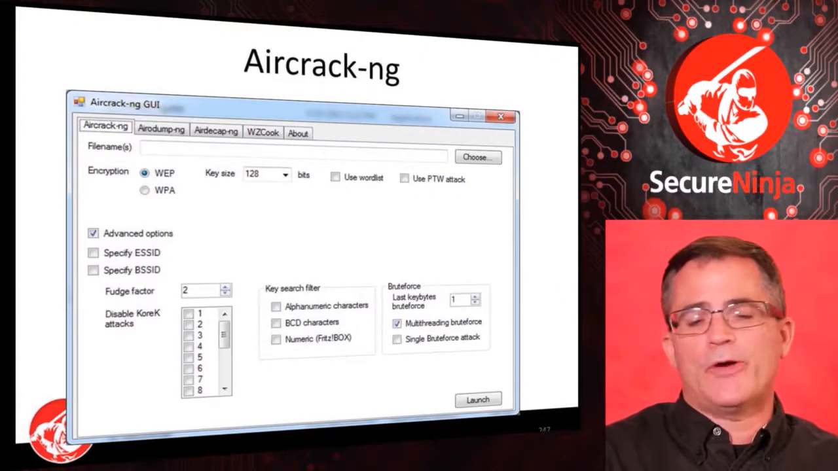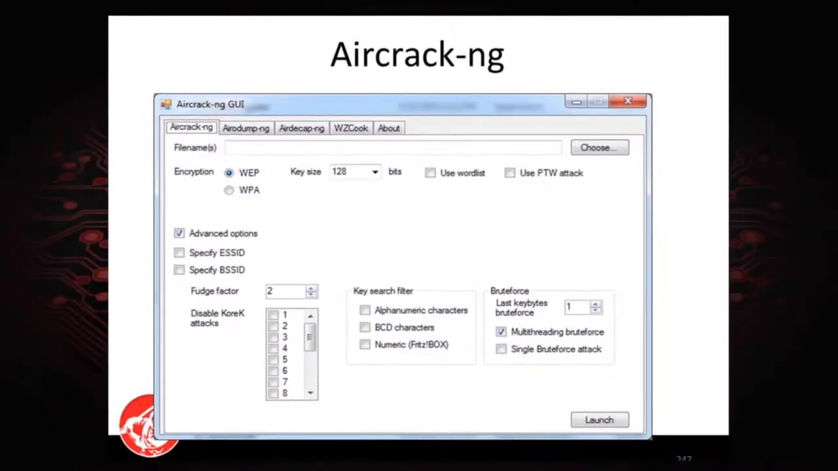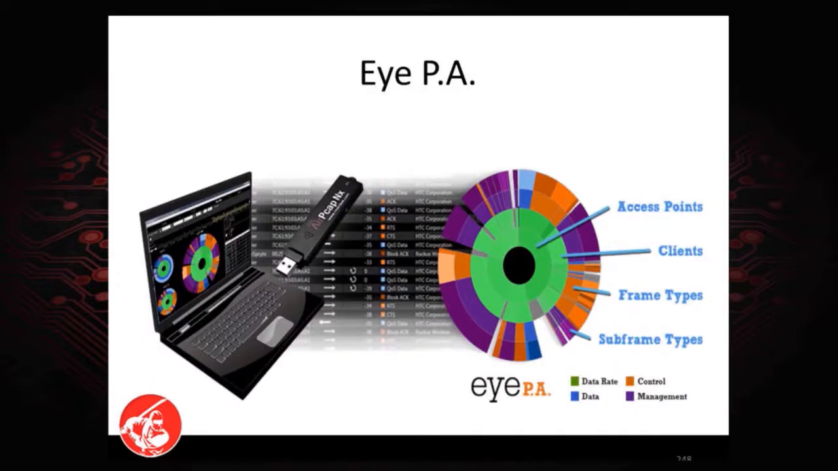Aircrack-ng. Aircrack-ng is the next generation of wireless cracking tools. It's an entire suite of tools that will crack pretty much any encryption protocol we've talked about that's had any weaknesses. And it will use a lot of different mechanisms to do it. And this is a GUI of Aircrack on Windows. Another one, with access points, clients, frame types, subframe types.